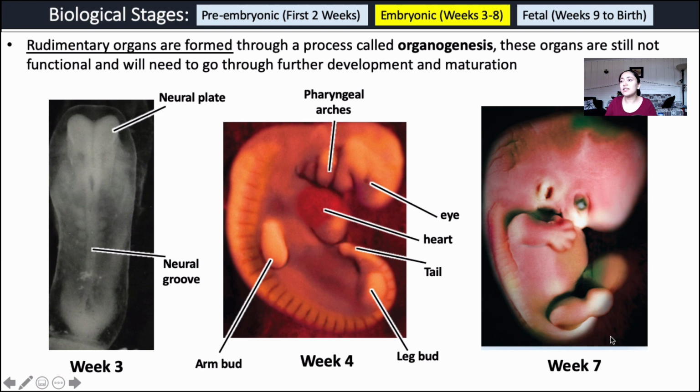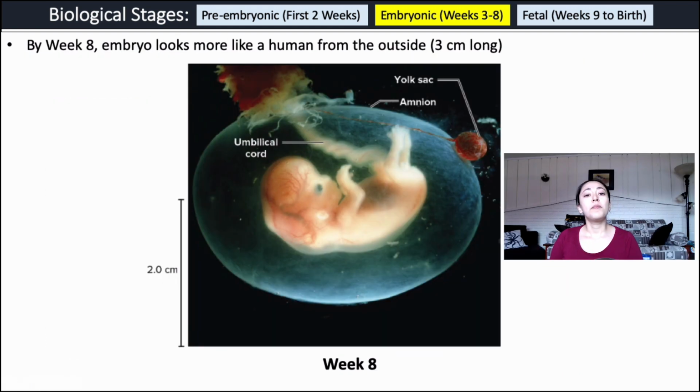This is at the end of week 7. Here you can see the eyes, the ears forming, the digital rays, and the hand, and you can see the legs are starting to form a little bit more. This bulge right here is actually the liver forming on the inside. By week 8, the embryo starts to look like a human from the outside. And so here you can see an embryo at 8 weeks of development. Here's the umbilical cord. Here's the amniotic sac.